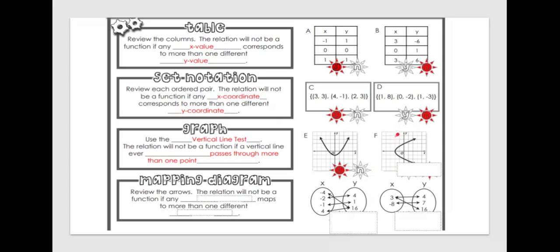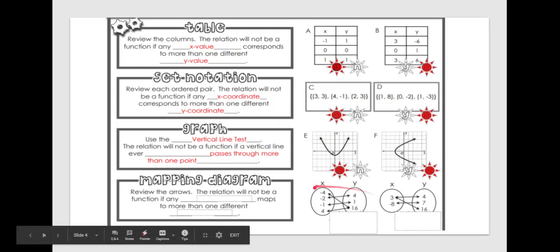But take a look at f. If my vertical line is right here, -1 actually has 2 points. It's at (-1, 1) and (-1, -1). So this is not a function because it doesn't pass the vertical line test on the graph.